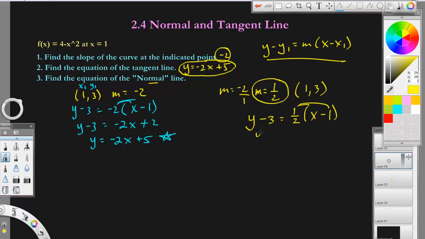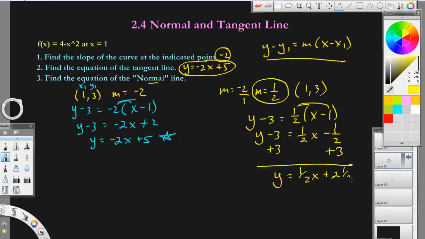We'll have to distribute, and we'll just grind this math out. 1/2 x minus 1/2. We'll add 3 to both sides, and I think you can see that that is 2.5 there. So plus 2 and 1/2, or 5 halves, or 2.5, or however you want. But this is the normal line to this indicated point right here. So that answer would go right up there.